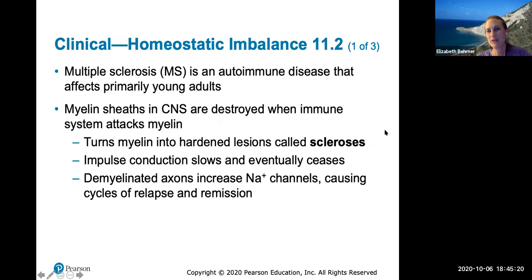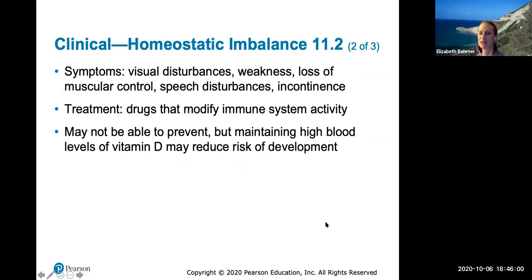Some clinical relationships with what we've been talking about: multiple sclerosis. It's an autoimmune disease, affects primarily young adults, mainly women, not always. Multiple sclerosis is when the myelin sheaths in the central nervous system, so the brain and spinal cord, will be destroyed when the immune system attacks its own myelin. It turns the myelin into hardened lesions called scleroses, and the impulse conduction will be incredibly slow due to these hardened lesions. So demyelinated axons increase sodium channels, causing cycles of relapse and remission. No cure for MS, but there are some things you can take to manage it.